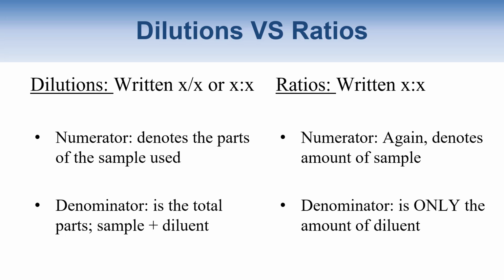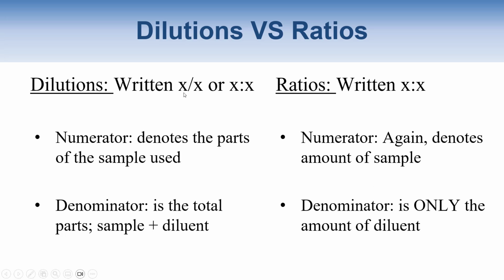Dilutions versus ratios. If you are prompted with problems that say the word dilution, which in the laboratory is predominantly what we're dealing with, we don't really deal with ratios too much. But dilution is where the numerator denotes the parts of the sample used, and the denominator is the total parts, so the sample plus the diluent. For ratios, the denominator is only the amount of the diluent. As I mentioned, ratios are not commonly used, so we're not really going to touch too much on those, but I did want to talk about the difference just so that you know. So we're going to be dealing primarily with dilutions.